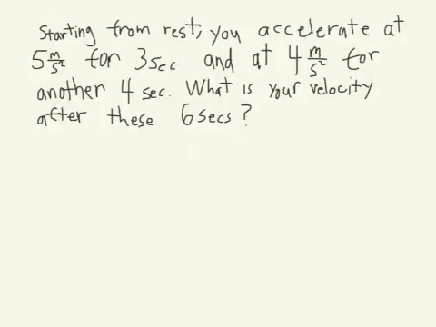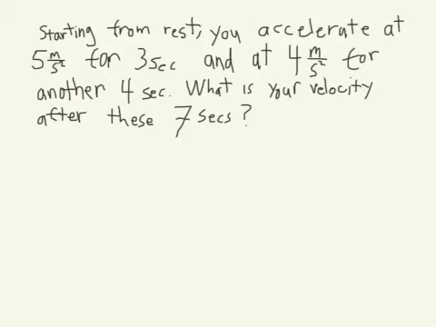I'm going to use this problem to illustrate how it's useful to look at the area under graphs. Here's our problem. Starting from rest, you accelerate at 5 meters per second squared for 3 seconds, and then at 4 meters per second squared for the following 4 seconds. What is your velocity after these 7 seconds?